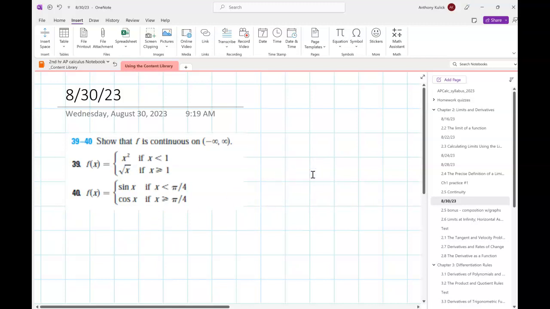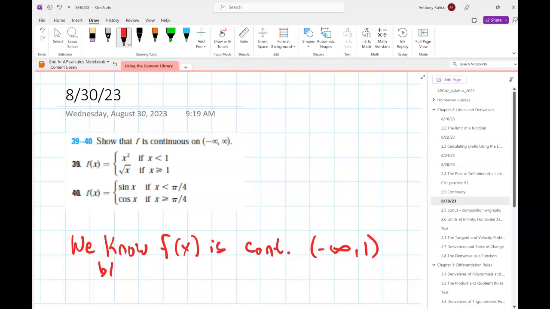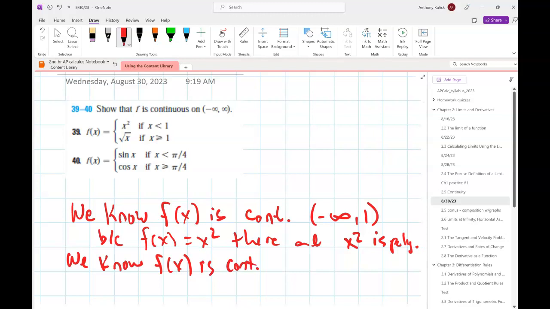Yeah, so to do something like this for a piecewise function, there's like 3 pieces you need to discuss, right? We know we're continuous from negative infinity to 1 because f of x is equal to x squared there, and x squared is a polynomial. We know f of x is continuous on the interval from 1 to infinity because f of x equals square root of x there, and square root of x is a radical.